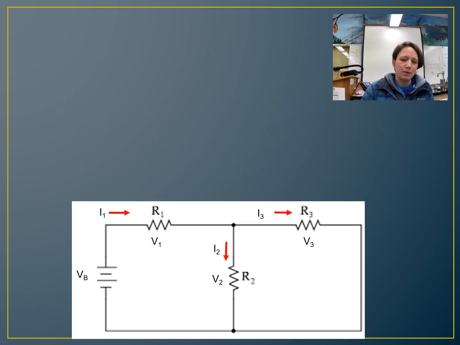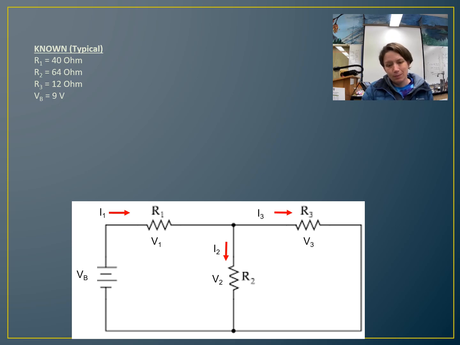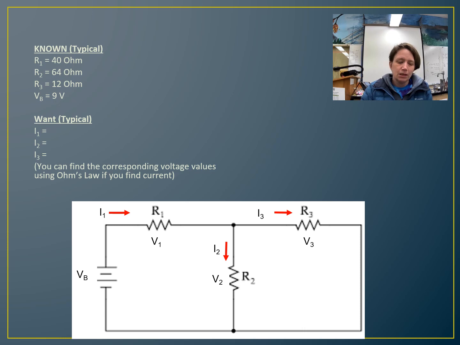So for this circuit that we've been looking at through this whole slideshow, let's say we are also given the following information. R1 is 40 ohms, R2 is 64 ohms, and R3 is 12 ohms, and the voltage provided by the battery is 9 volts. This is pretty typical because you tend to know the battery voltage and you tend to know the resistance values that you've put in your circuit.